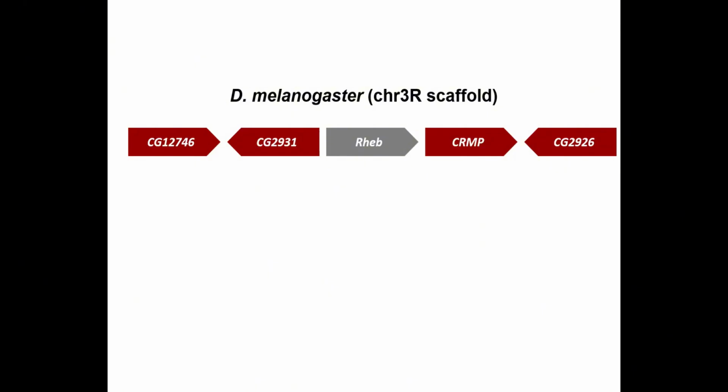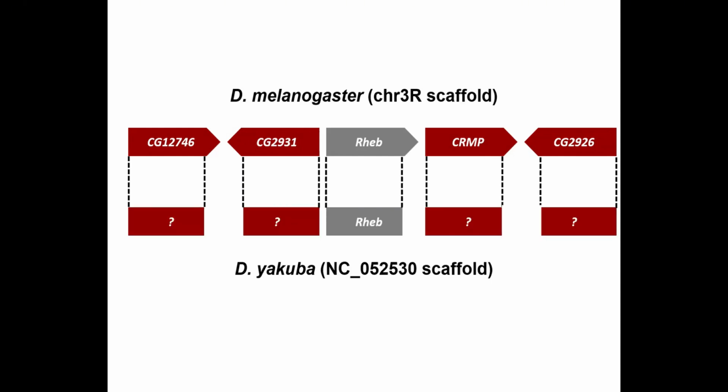In part 1, we mapped the genomic neighborhood around RAP in D. melanogaster. Now we will examine the genomic neighborhood of RAP in D. yakuba, and then compare the order and orientation of these genes to what we found in D. melanogaster.